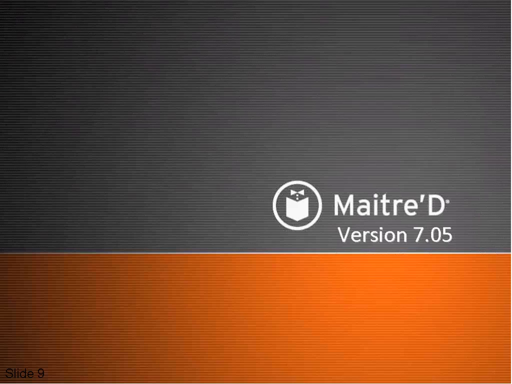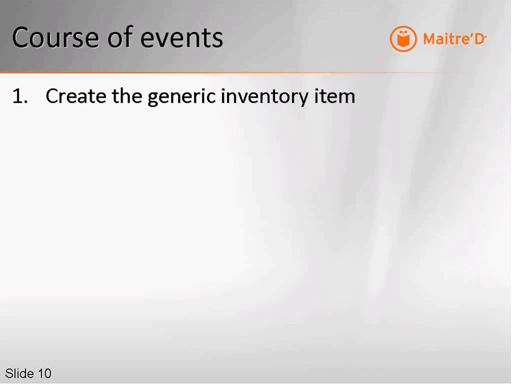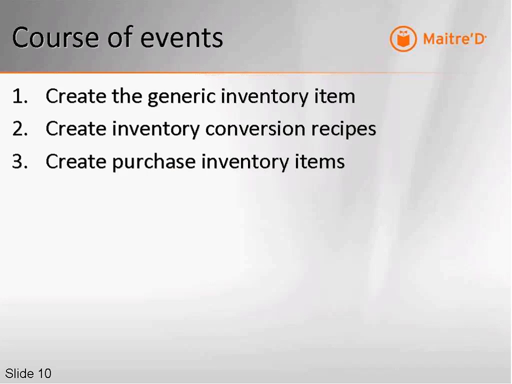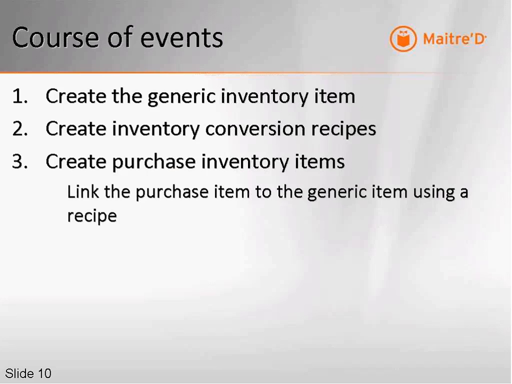Okay, so next we'll see how to set everything up. There's a couple of steps that are involved in creating the generic item and working with it. The first step will be to create the generic item itself. The second step will be to create the inventory conversion recipe. The third step will be to create the purchase item, and that step will include linking that purchase item with the recipe used in the conversion recipe, which will put the purchase format into the generic item.